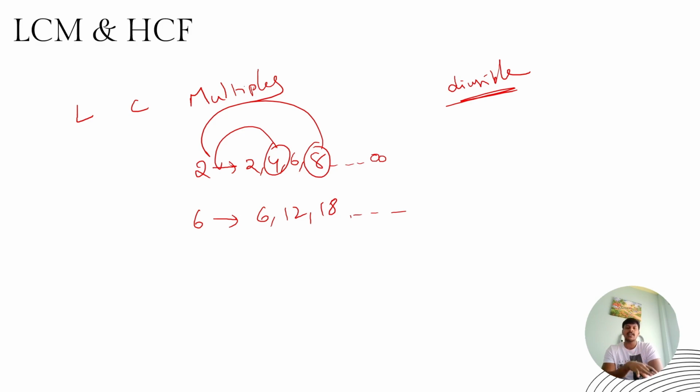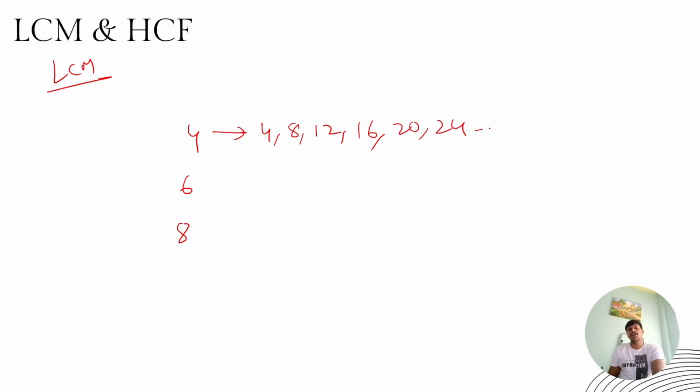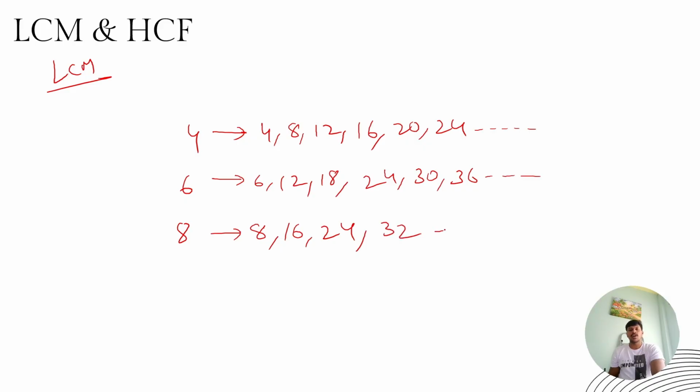To understand that, let us take more than two numbers so that you can easily understand the meaning of this. I'm going to take 4, 6, and 8. Let's find out the multiples of 4, 6 and 8 first. We're going to discuss LCM first. The multiples of 4 are 4, 8, 12, 16, 20, 24, and so on. What are the multiples of 6? 6, 12, 18, 24, 30, 36, and so on. Multiples of 8: 8, 16, 24, 32, and so on.